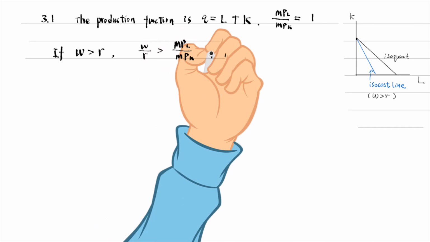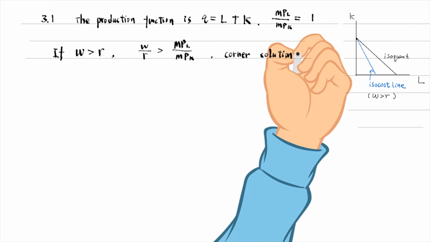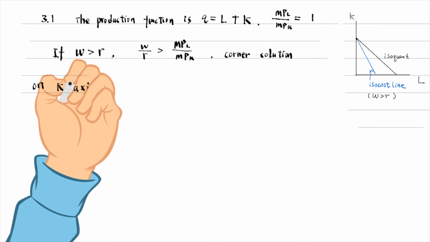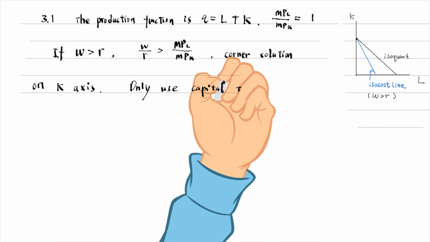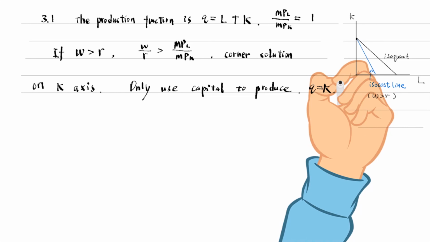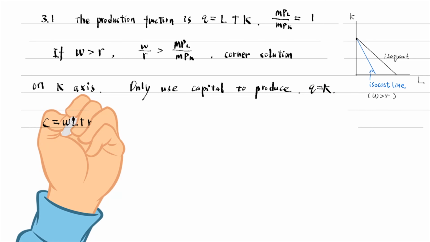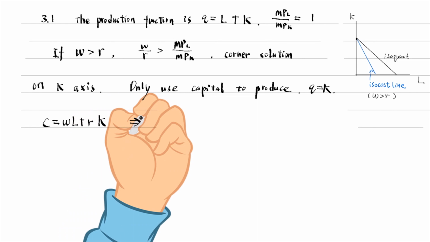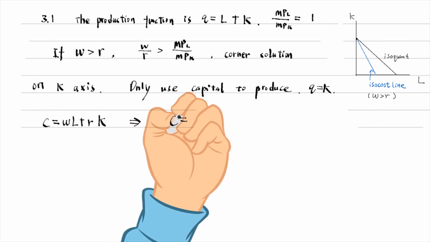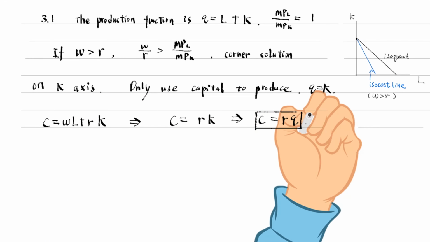The corner solution occurs on the k-axis. The firm only uses capital to produce. So the production function is Q equals K. The cost identity is C equals W times L plus R times K equals R times K equals R times Q. This is the long-run cost function.